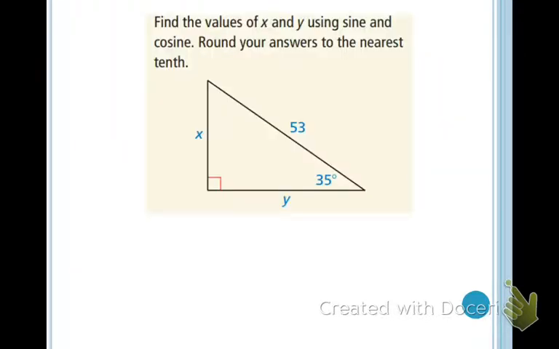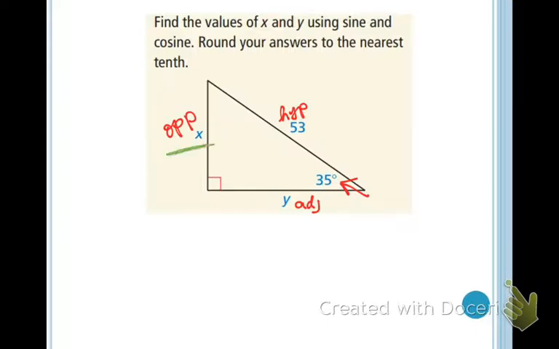We're going to do one more of these together. We have find the values of x and y using sine and cosine. Round your answers to the nearest tenth. So we're going to first label our sides from 35. What kind of side is x? And then y is? And then 53 is? Good. So we're going to pick one of the letters to solve for. Which one do we want?